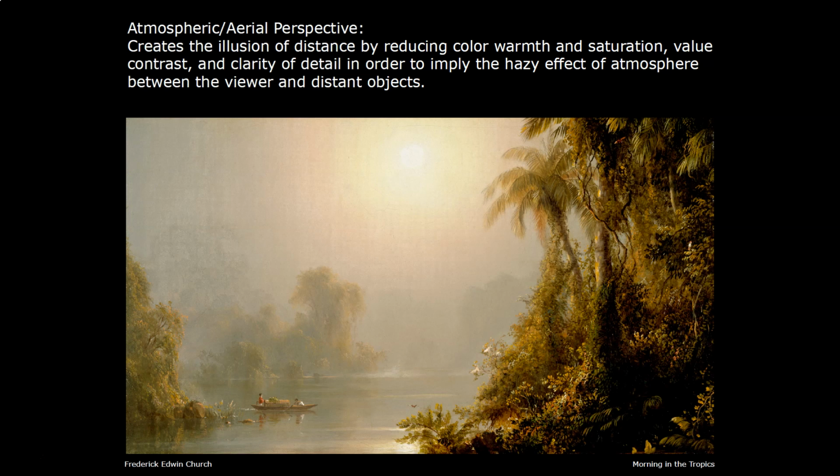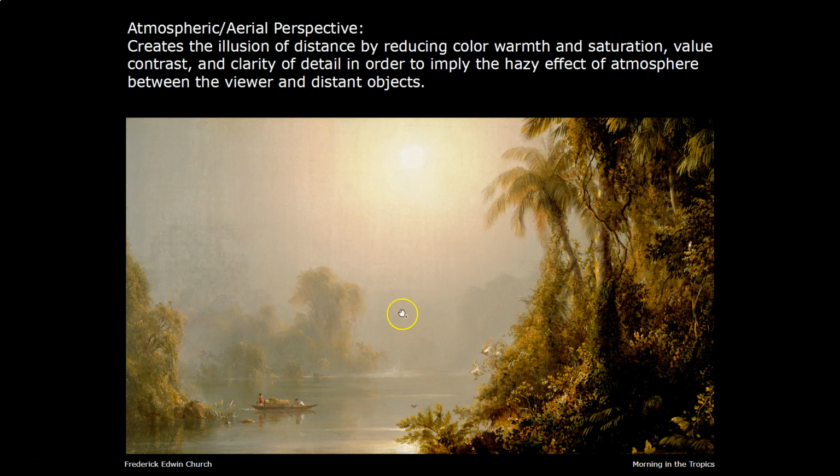The other depth cue that we have is called atmospheric or aerial perspective. This creates the illusion of distance by reducing color warmth and saturation. So that just means reds, oranges, warm greens like this are more likely to come forward, and blues and purples are more likely to go backwards. We don't have color available to us in class, but that's fine. Because value contrast, so darker darks and brighter brights up front, and then more towards the mid grays and back. And then clarity of detail.